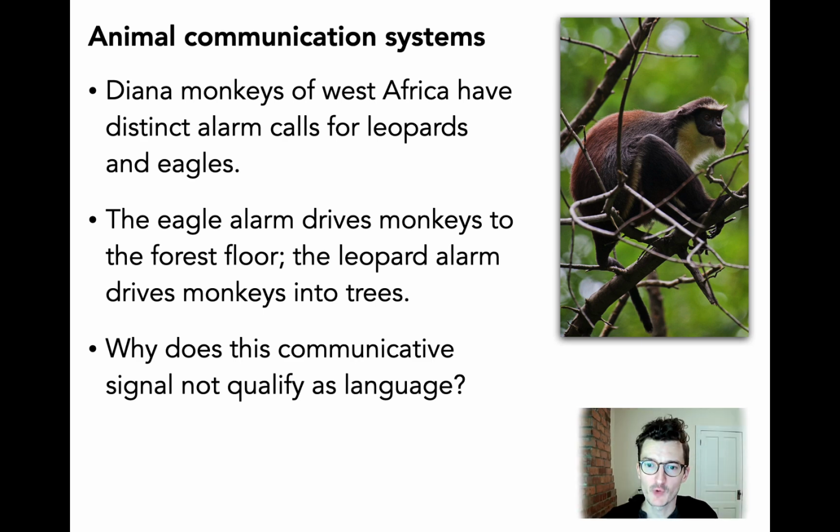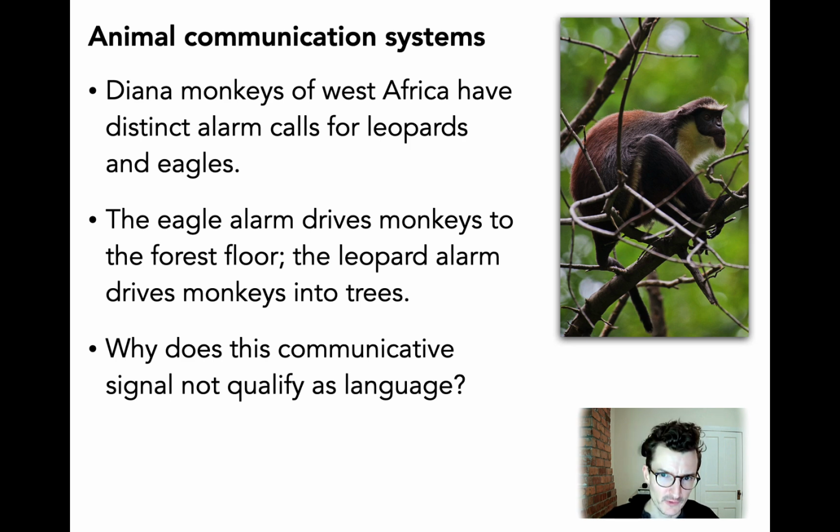And so you might think, why is this not language? They have these arbitrary calls that refer to things in their world. It's not language because they're only producing these calls in response to the sight or sound or smell of one of these predators, right? So it's kind of like a stimulus response type behavior. They're not using these calls to talk about what could happen in the future, for instance, or what did happen in the past. The other thing they're not doing is combining these calls in unique ways to make new calls.